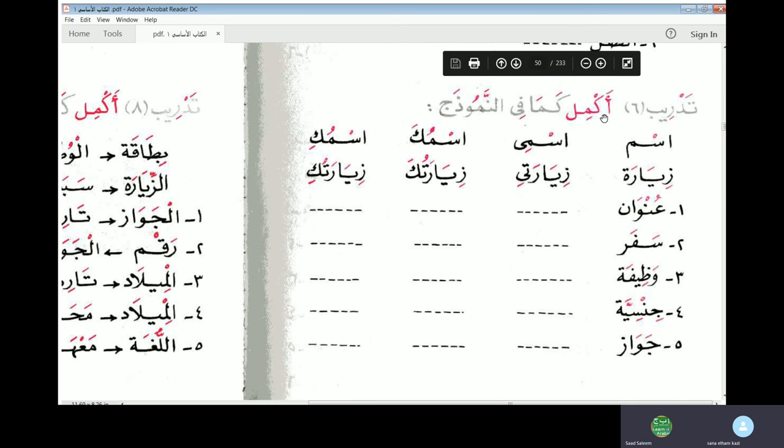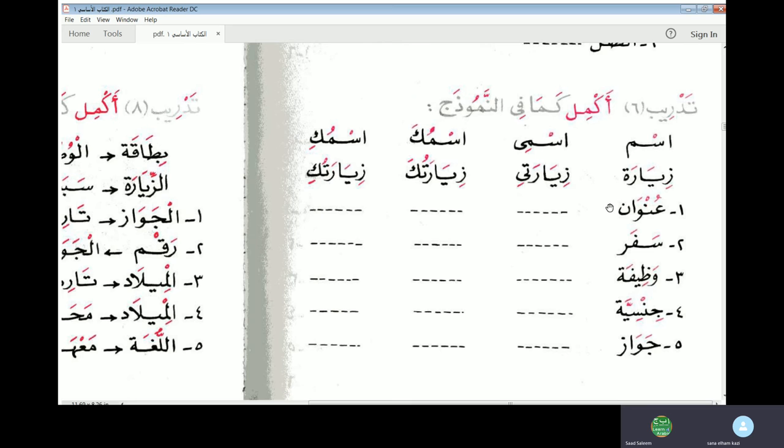Bribus Salis. Akmil Kamafin Mumuzet. Complete like in the example. Ism, name. Ismi, my name. Ismuka, your name. Ismuki, your name for a female. Ziyara, visit. Ziyarati, my visit. Ziyaratuka, your visit. Ziyaratiki, your visit female.